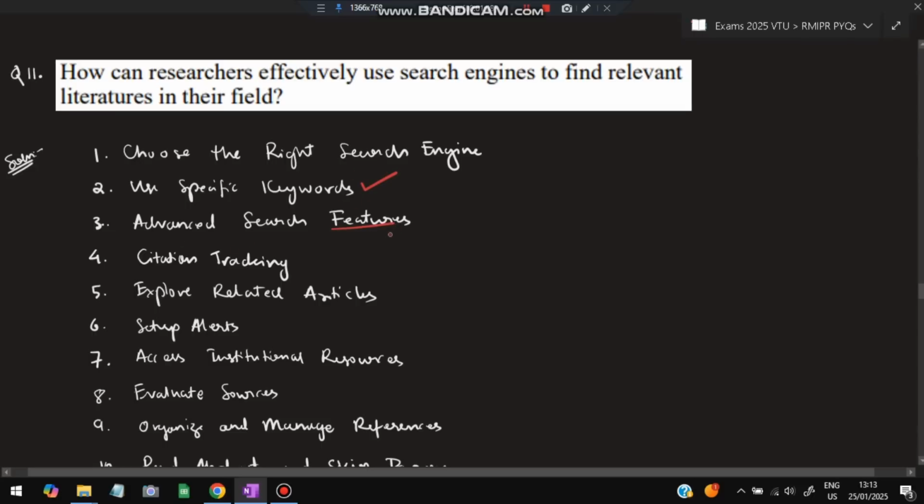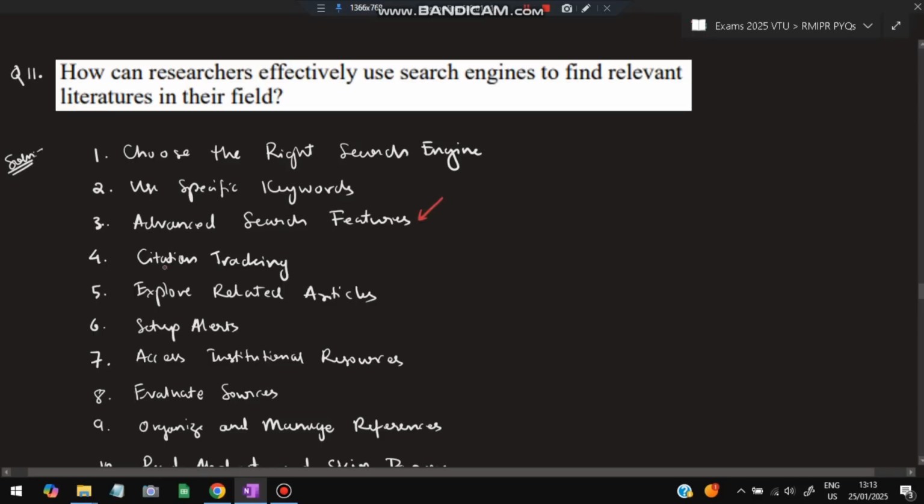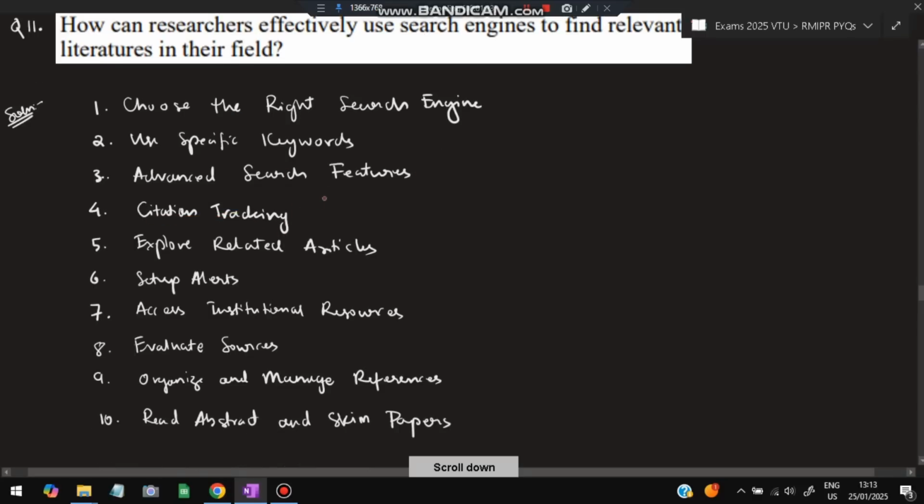Use the advanced search features, which include filtering, right? You can filter by keywords, by time and date, by the authors who have written, and by the journal in which it was published. All those features will narrow down the searches. Citation tracking means we'll be tracking which citations are highly present. Whichever paper is highly cited, that one we will consider. There is a feature in Google Scholar to sort by highest cited paper. We will be taking those papers which are highly cited because they are more reliable.